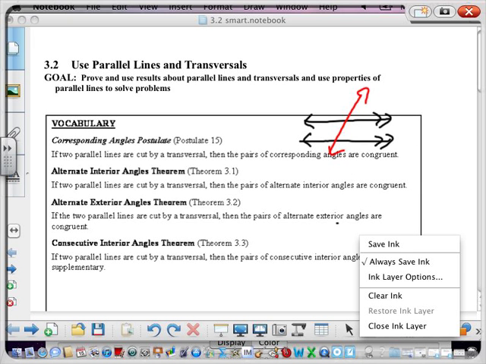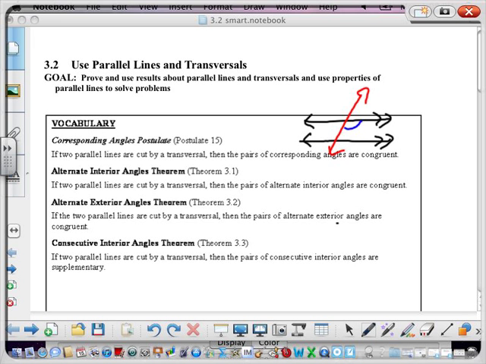Okay. And then an example of corresponding, so these aren't all the corresponding angles here, but these are an example of corresponding angles, would be like this is under the parallel line, and this is under the parallel line. They are congruent to each other.